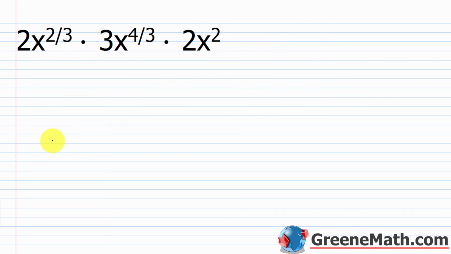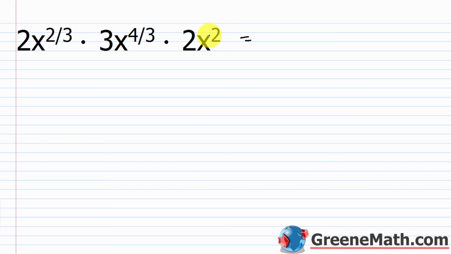All right, now let's look at a few with some variables involved. The same rules apply, okay? Just because you're working with variables doesn't mean it got more difficult. All right, so I have 2x to the power of 2/3 times 3x to the power of 4/3 times 2x squared. Now, we know what to do here.